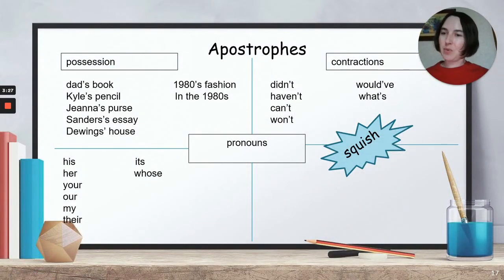Here's the two tricky ones. Its and whose. These still show possession, but they look a little weird. ITS, its, is the possessive form, like give the dog its bowl. Whose is also possessive. Whose book is this? Who left their papers on the floor?